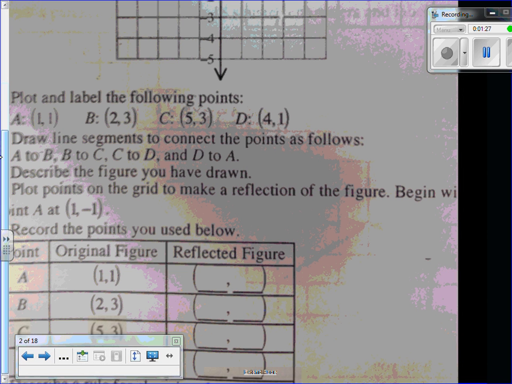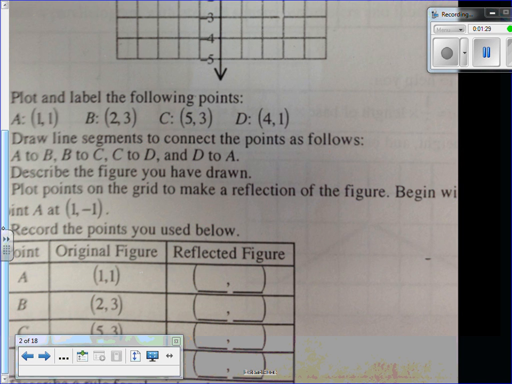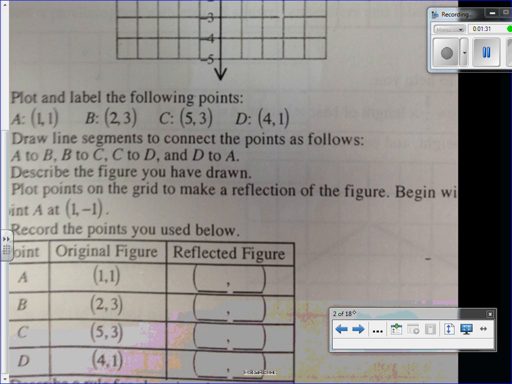Plot the points on the grid to make a reflection. So we're going to take a look down here. So A is 1, minus 1. So right down here is 1, minus 1. So B would be then 2, minus 3. Then we have 5, minus 3. We have 4, minus 1.